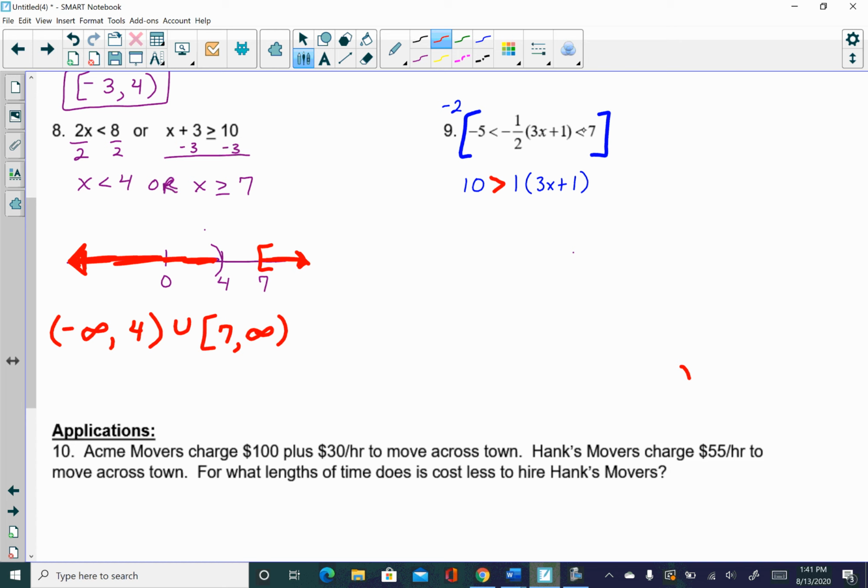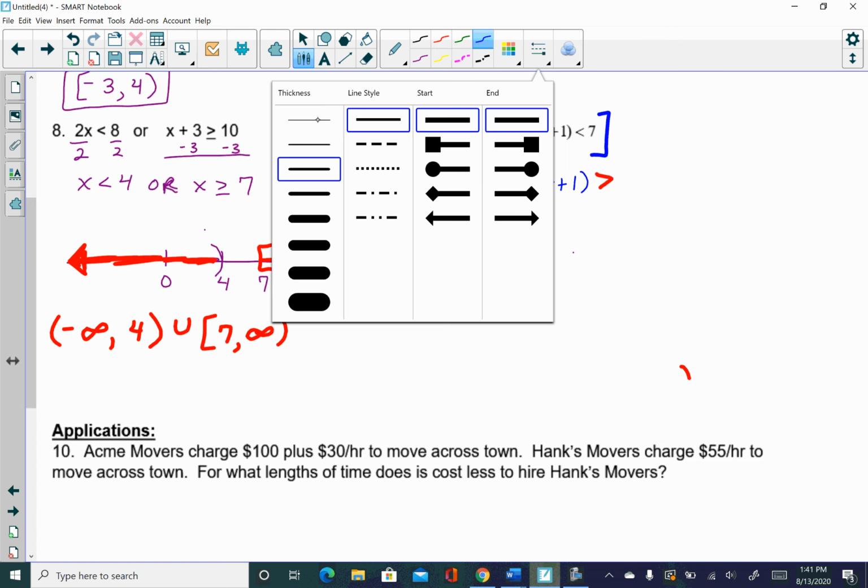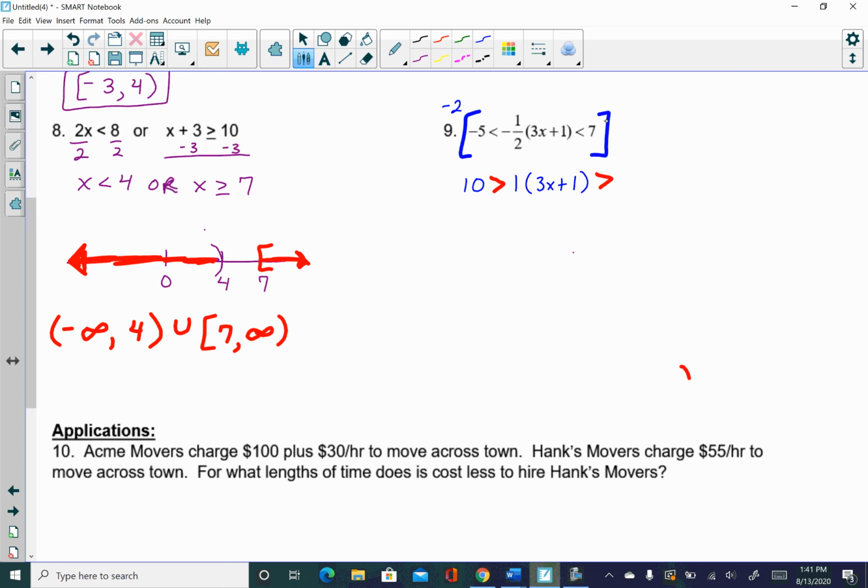All right, so now again, you're multiplying by a negative, so this inequality sign also changes. And then negative 2 times a positive 7 will give us a negative 14. Now, from here, I can just distribute this 1 through, so I have 3x plus 1 is between now 10 and negative 14.